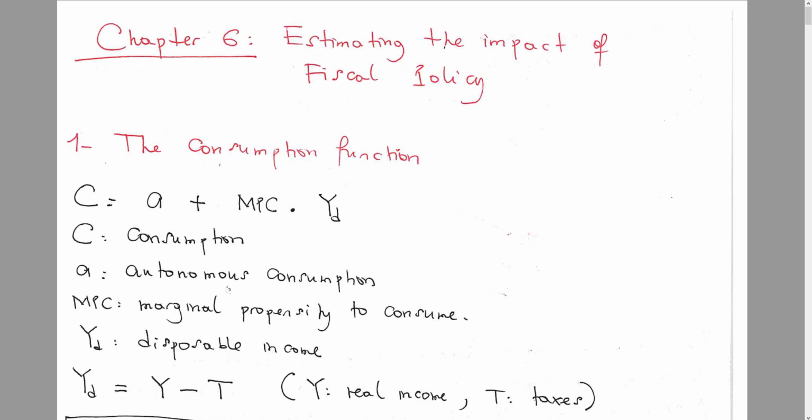This chapter is mainly focused on estimating the impact of fiscal policy. In chapter 5, we learned that whenever the economy is not in long run equilibrium, which means that when the economy is experiencing either a recessionary gap or an expansionary gap, the government can take measures in order to steer the economy back to equilibrium. And we said that one of the methods that the government can use is fiscal policy, which essentially is the use of government spending or taxes in order to affect the economy.